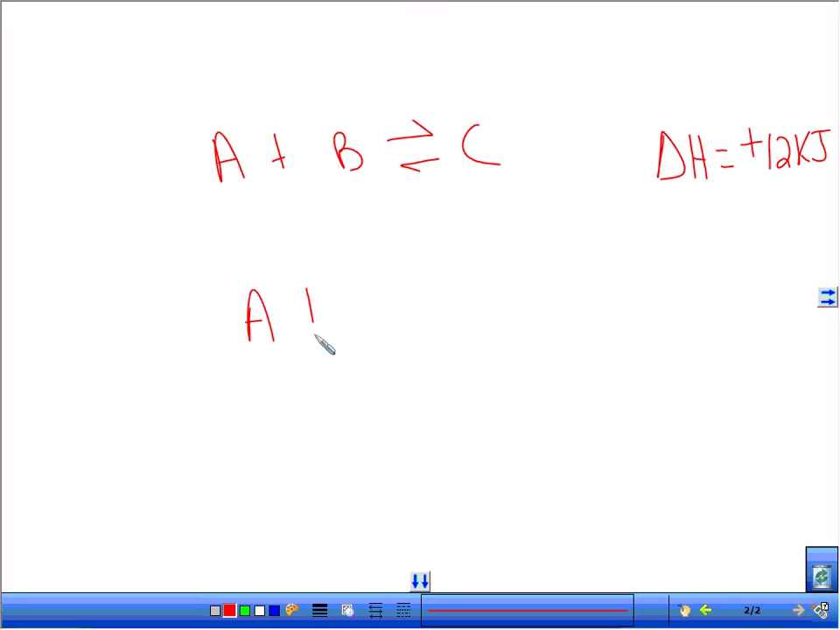This is one way to illustrate an endothermic. Another way to illustrate an endothermic would be to actually put it into the reaction. And so if we put it into the reaction, it's endo, so endo is part of the reactants. We would put this energy right here. So this is two ways to illustrate an endothermic reaction.